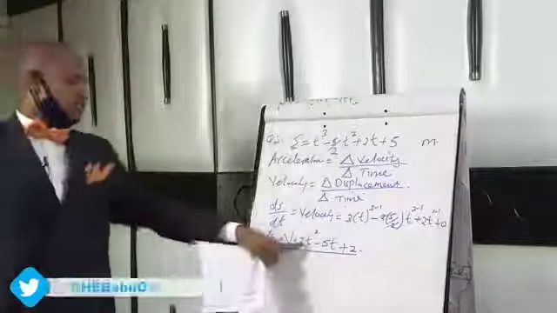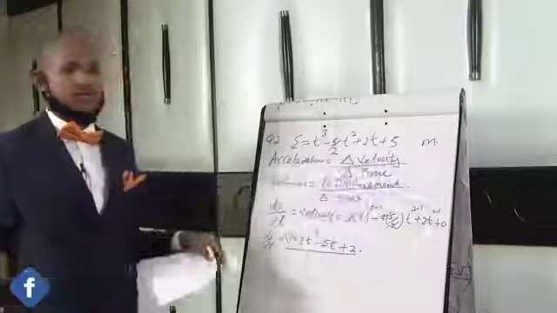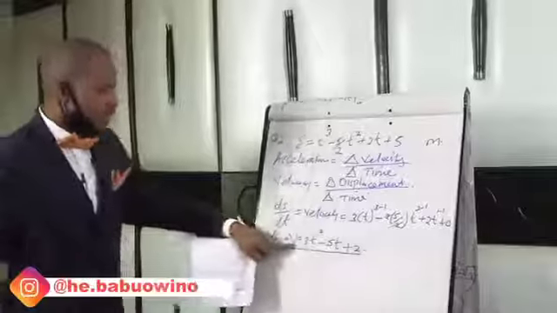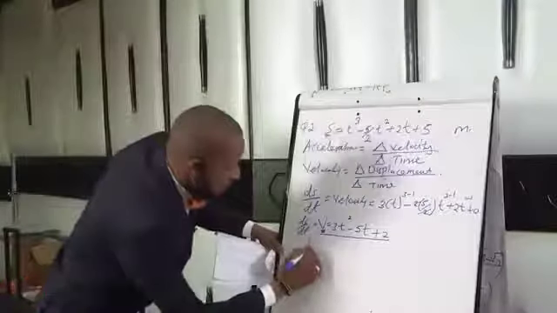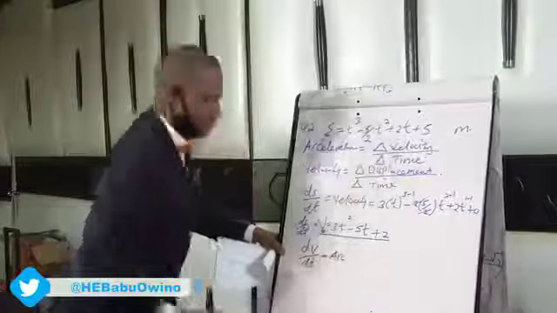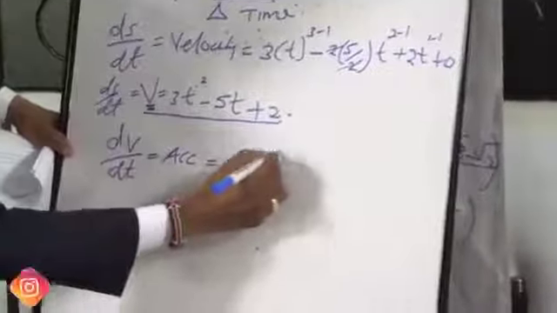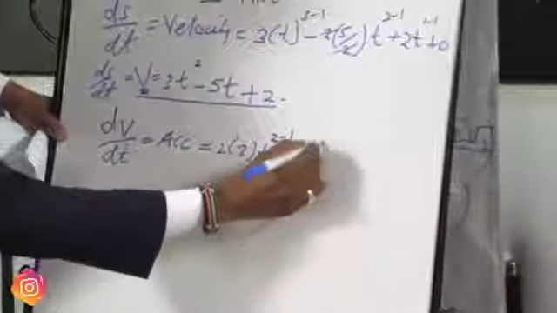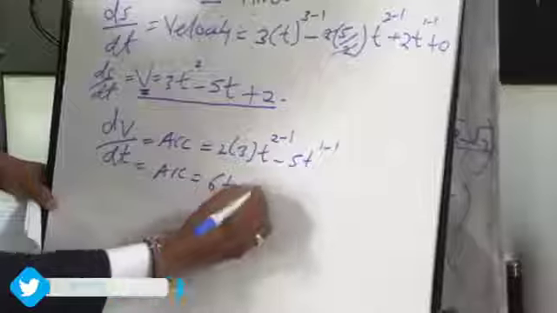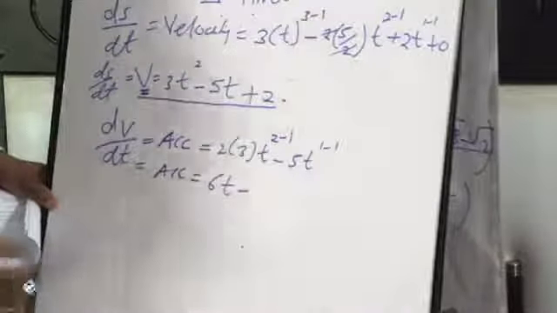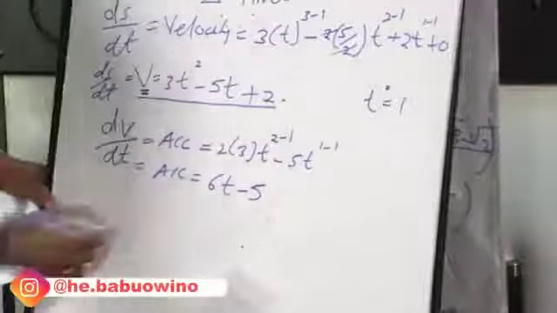Now, we know our velocity is 3t squared minus 5t plus 2. We want to find the acceleration. And we said acceleration is change in velocity divided by change in time. Therefore, for us to get the acceleration, we are going to further differentiate the velocity, which will give us dv/dt. So this gives us the acceleration. Further differentiate this, you bring 2 down, multiply by 3, then t to the power 2 minus 1, minus 5 into t to the power 1 minus 1, this is 0. So our acceleration equals 6t minus 5, because t raised to power 0 is 1. So this is our acceleration.